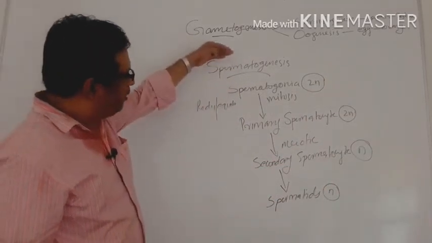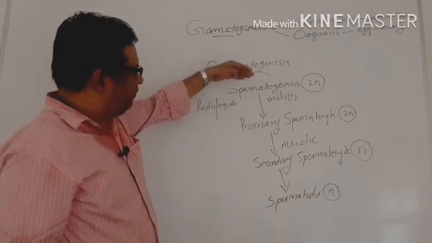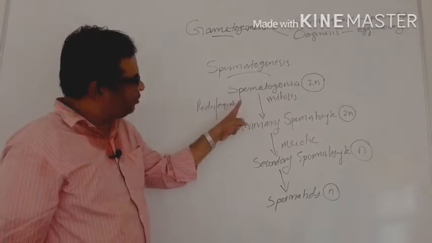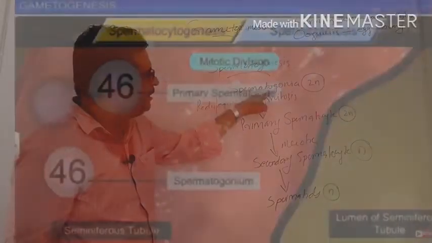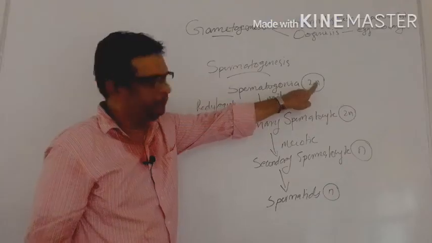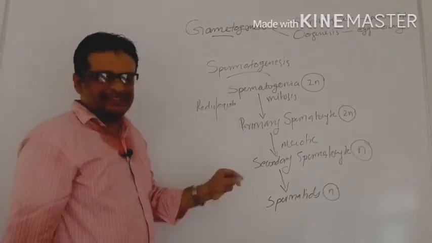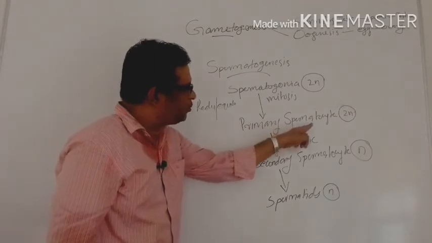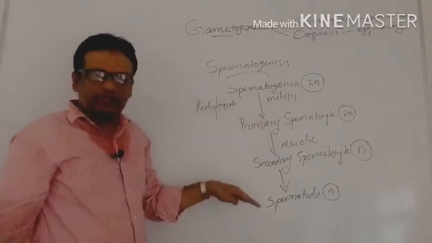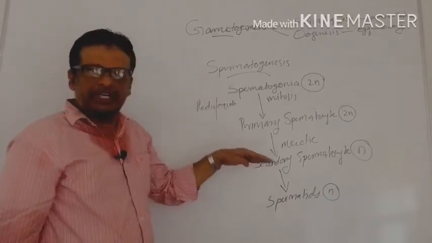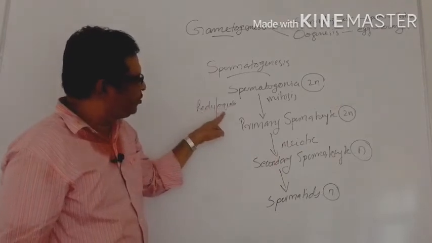I repeat, spermatogenesis is the process of formation of sperm in the testes. It begins at puberty. The primordial germ cells present in the seminiferous tubules of the testes undergo repeated mitotic division, which results in the formation of a large number of sperm mother cells, namely spermatogonia, having 2N number of chromosomes. Some of the spermatogonia thus formed grow into large cells and then transform into primary spermatocytes, which also have 2N number of chromosomes. Then the primary spermatocyte enters into the maturation phase, which includes two meiotic divisions. One is reduction division and the other is equational division.